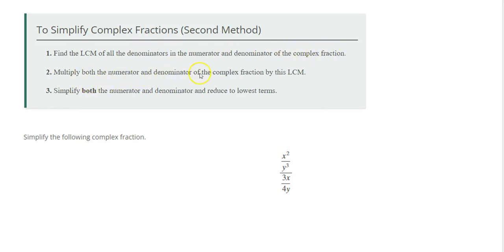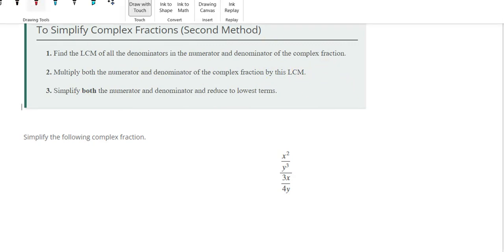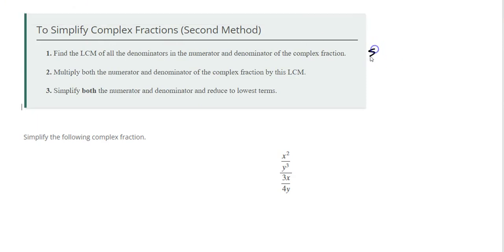Multiply both the numerator and denominator of the complex fraction by this LCM. And simplify both the numerator and denominator to reduce to lowest terms. Okay, like I said, I will show that in the notes. Matter of fact, I'll put that in there, shown in examples.